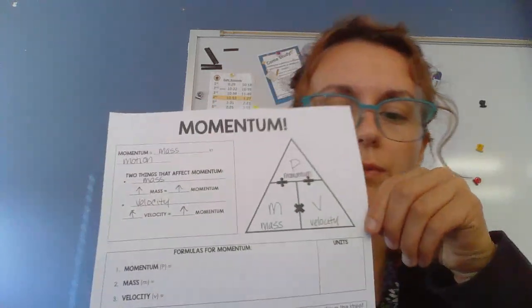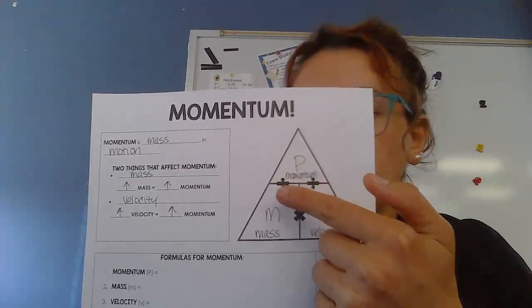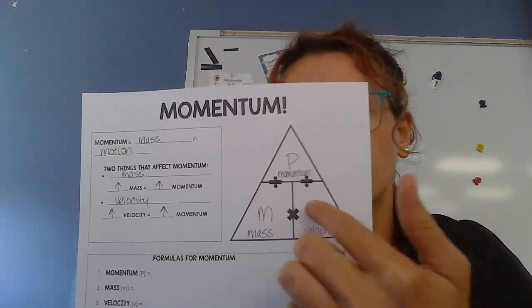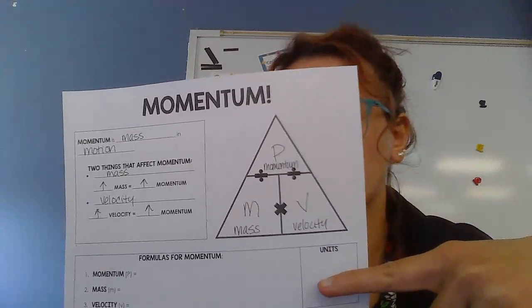Okay? So we have our triangle of success here. We have momentum on top, then we have mass here and velocity here. Remember, if they're right next to each other, we multiply. If they're on top of each other, we divide. Now we're going to go down here for units.